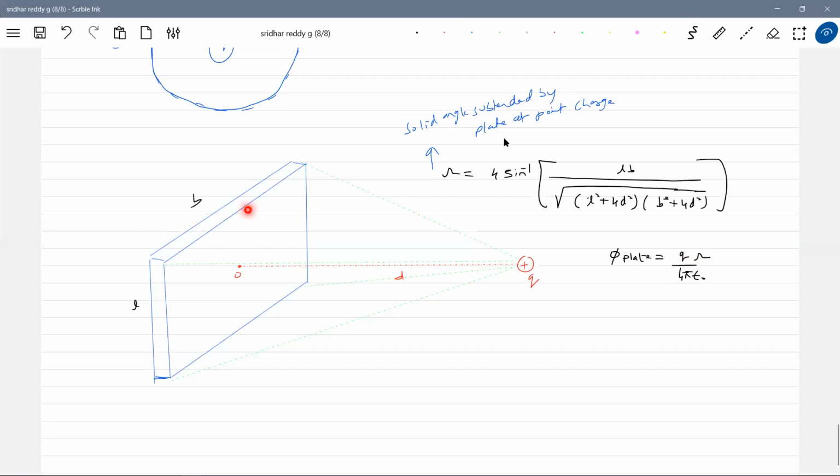If it's a square plate, then L will become equal to B. For a triangular plate, there is a very lengthy formula. Any other, we can see in the revision time. No, may not be needed.